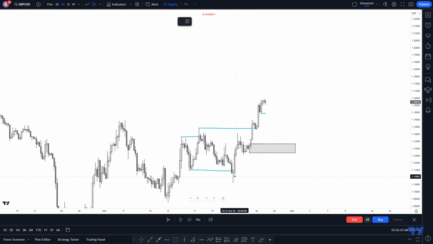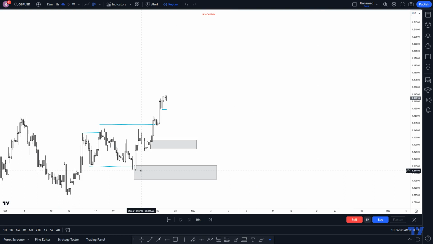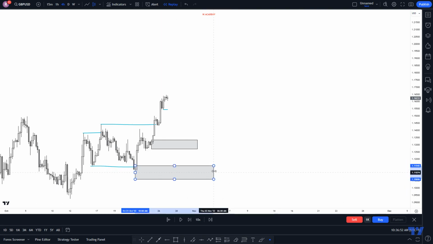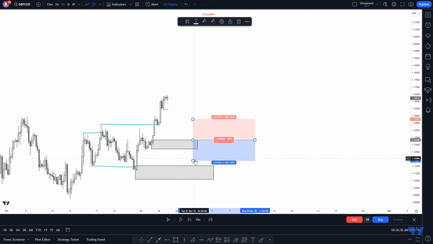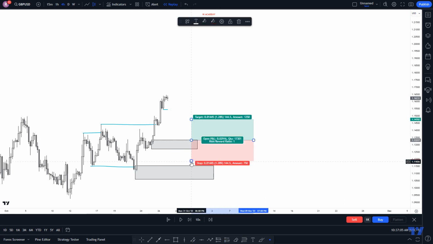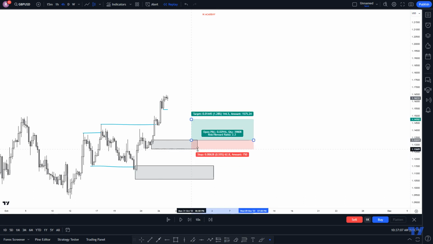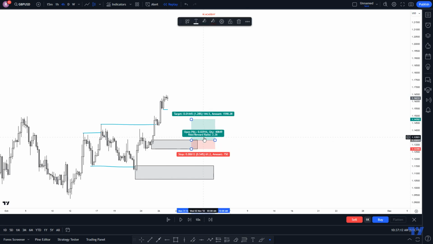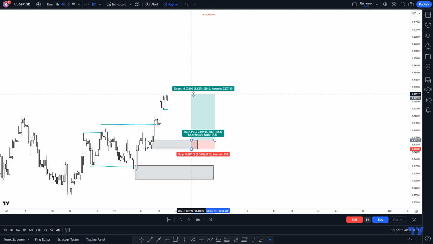Either buy from here or buy from here. All we need to do is just do what? All we need to do is place a pending order on both places, and you're good to go. Target is at the high.